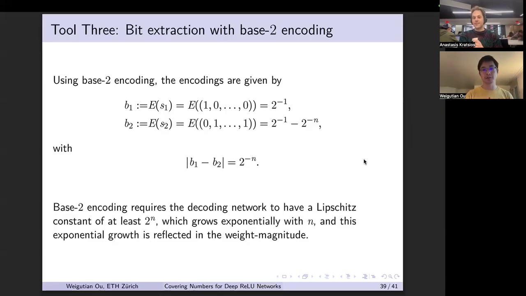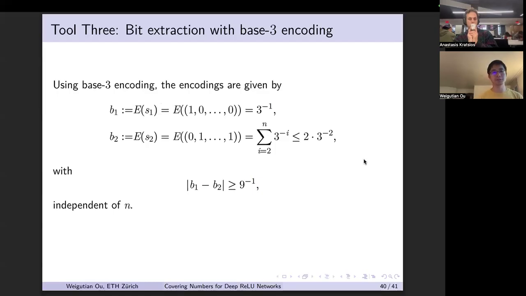Okay, yeah, fair enough. Thanks. So here, if we are only curious about the first digit, then the decoding network already has to have a Lipschitz constant of at least 2 to the power of n, which is not ideal.